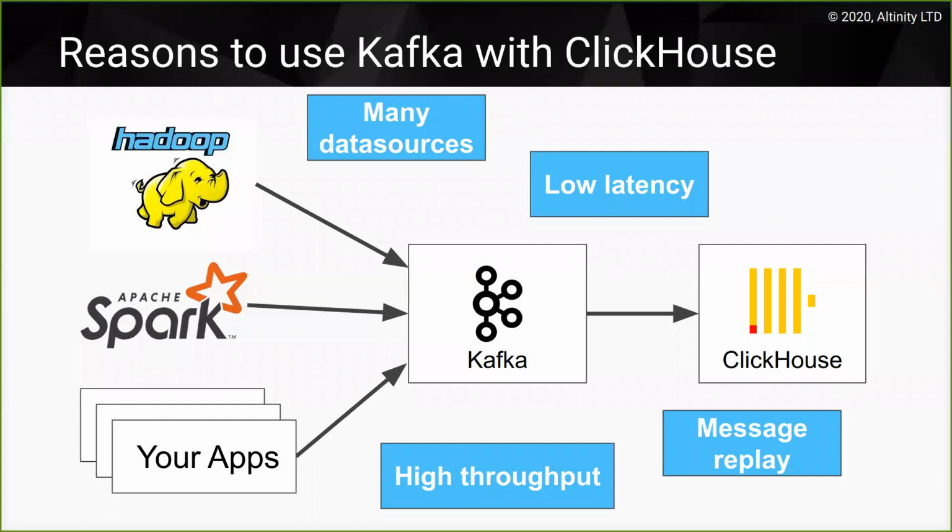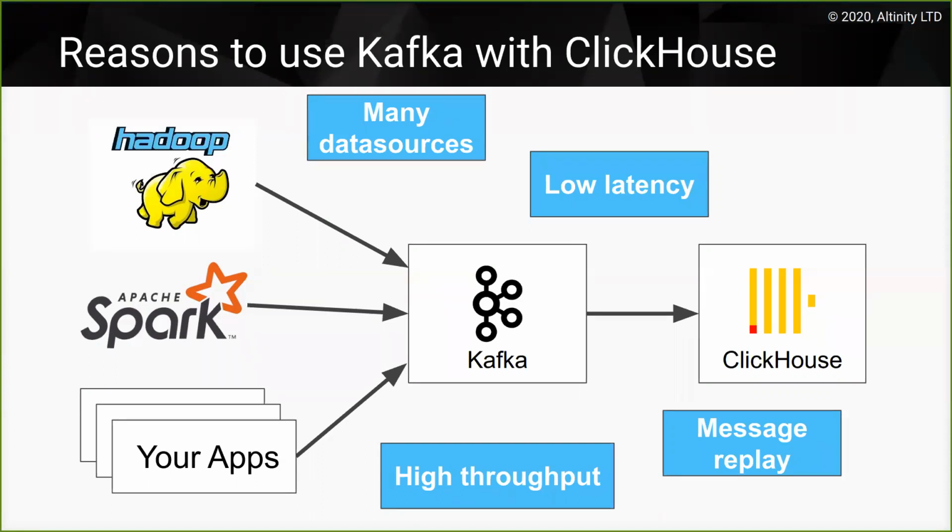So the reasons to use Kafka and ClickHouse. Data sources. Kafka supports an enormous number of producers and consumers. We had a conversation with the Confluent folks who offer enterprise support, and they mentioned that there are over 800 connectors that are available to either put data in or take it out. So you can talk to Hadoop, you can fetch data from Hadoop, you can fetch data from Spark. It's very easy to construct your own applications which push data into Kafka or take it out.